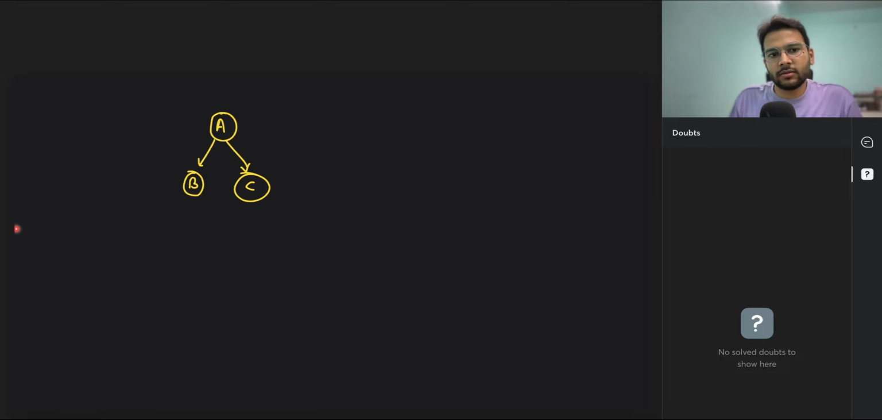Can I say this is a directed acyclic graph? Is it a DAG? What do you say? The answer is yes. Because all the edges are directed, right? And what else? There is no cycle. So A stands for acyclic. That means there is no cycle present over here.